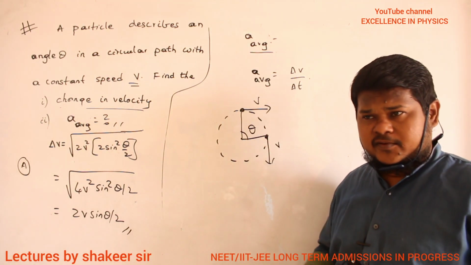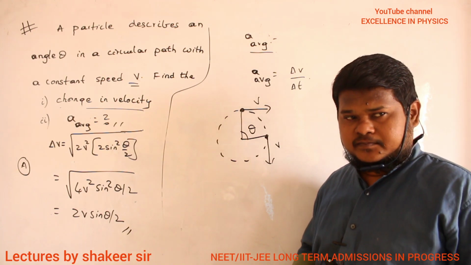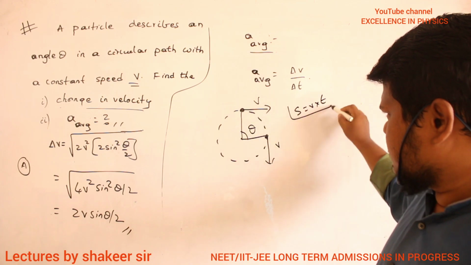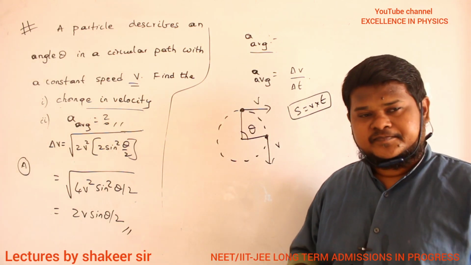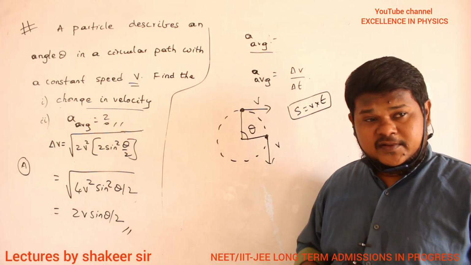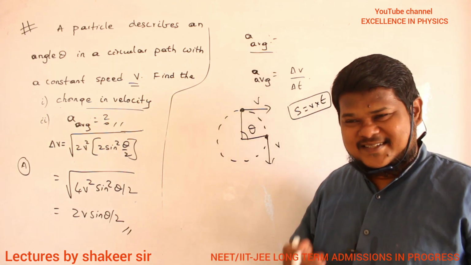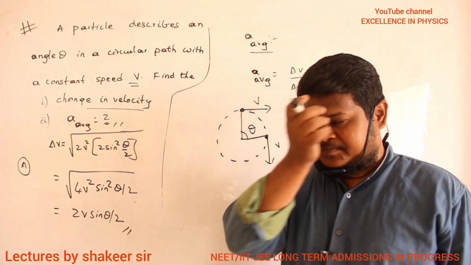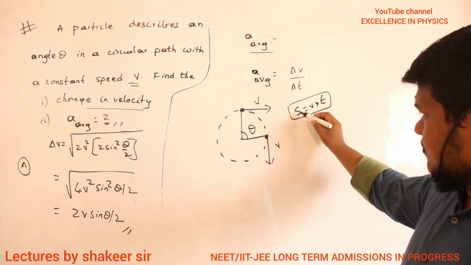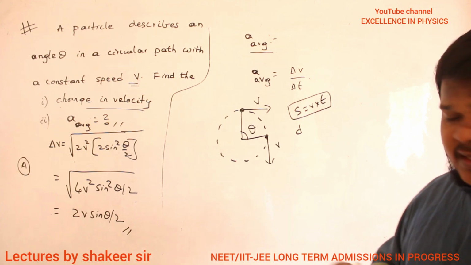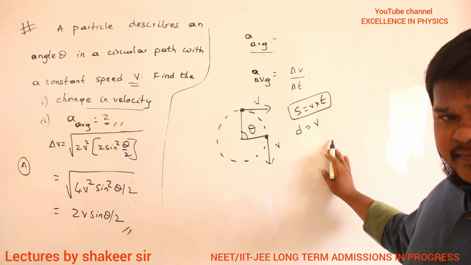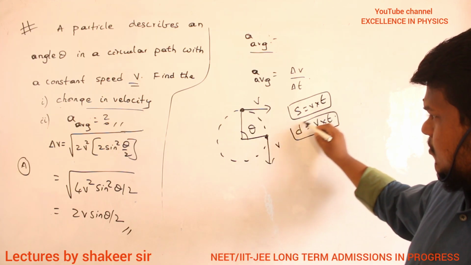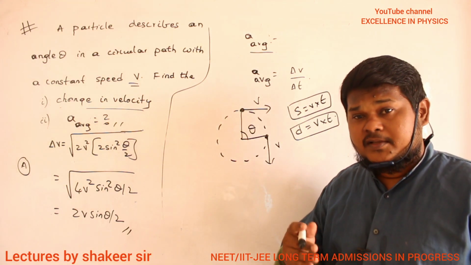So what is the equation of uniform speed? Displacement is equal to velocity into time. This is the equation we use when the body is traveling with uniform velocity. But is the body traveling with uniform velocity? No. The body is traveling with uniform speed. Then what is the equation? Instead of displacement, I will write distance. Instead of velocity, I will write speed. And time remains time. So this is the equation which I can use when the body is traveling with uniform speed.